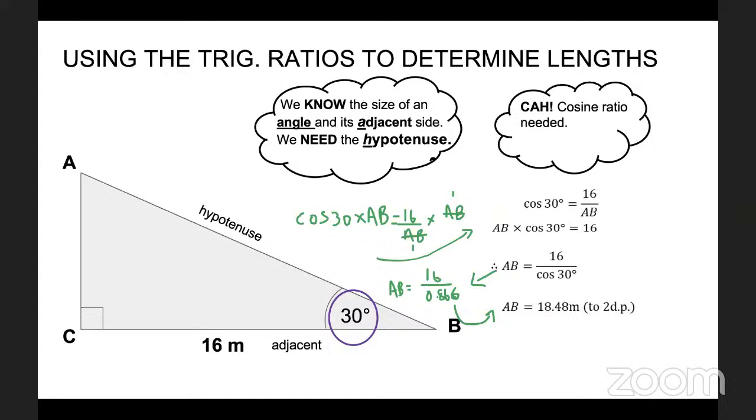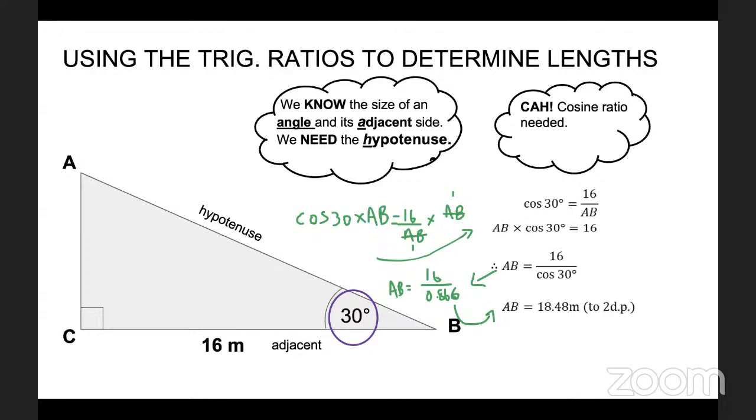Bear those things in mind, students, because sometimes you may be asked to give your answer correct to a certain number of significant figures or a certain number of decimal places. So you have to remember your rounding rules as you give your answers. All right. Okay, great. So now let's just tie this up.